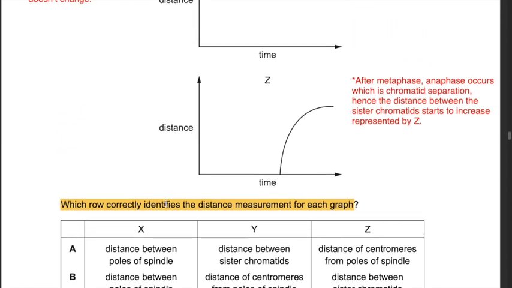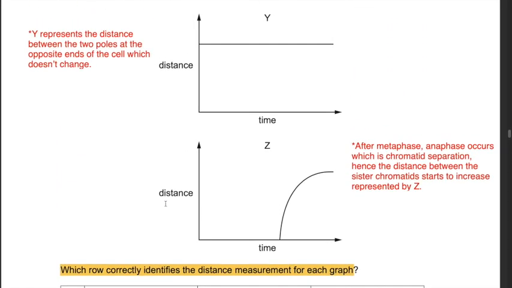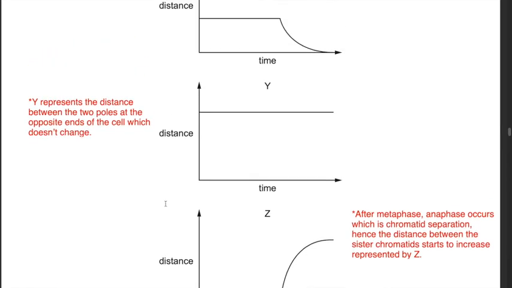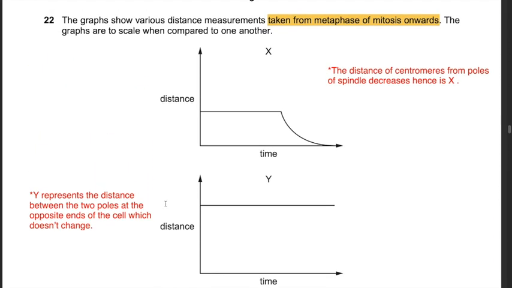Let's look at the graphs again. For z, after metaphase, anaphase occurs, which is chromatid separation. Hence, the distance between the sister chromatids starts to increase, and that is represented by z. Let's look at x. The distance of centromeres from poles of spindle decreases. Hence, it should be x.